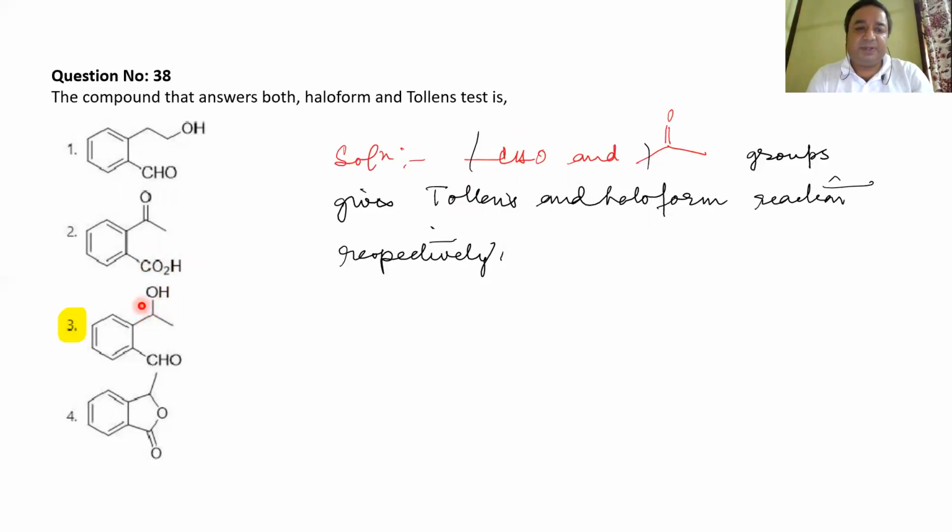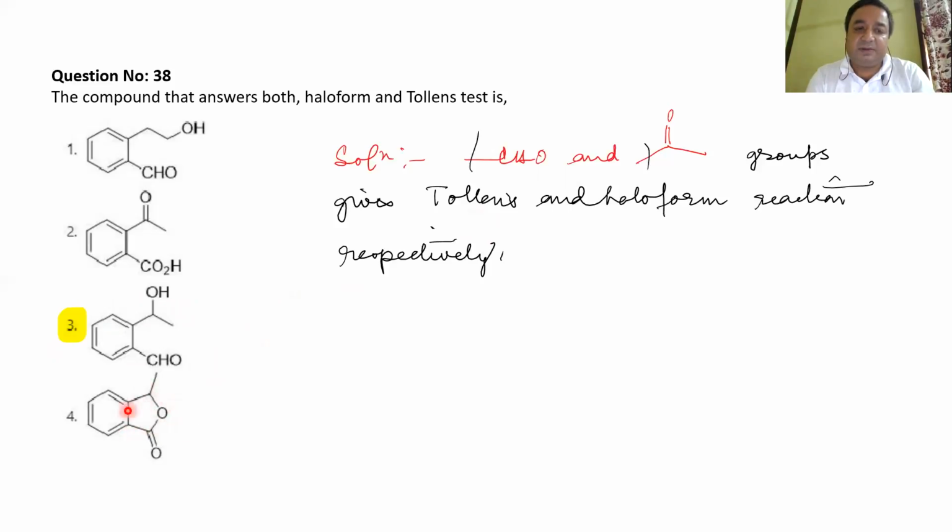This one, we will say, under the haloform reaction conditions, can be oxidized to a ketomethyl group. So obviously, this will respond to the haloform reaction. And since there is an aldehyde group, this will also respond to the Tollens test. So this, 3, will be our answer.